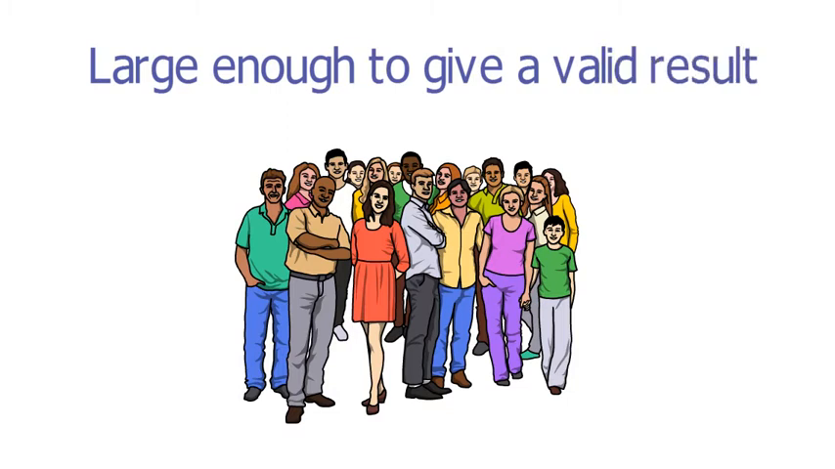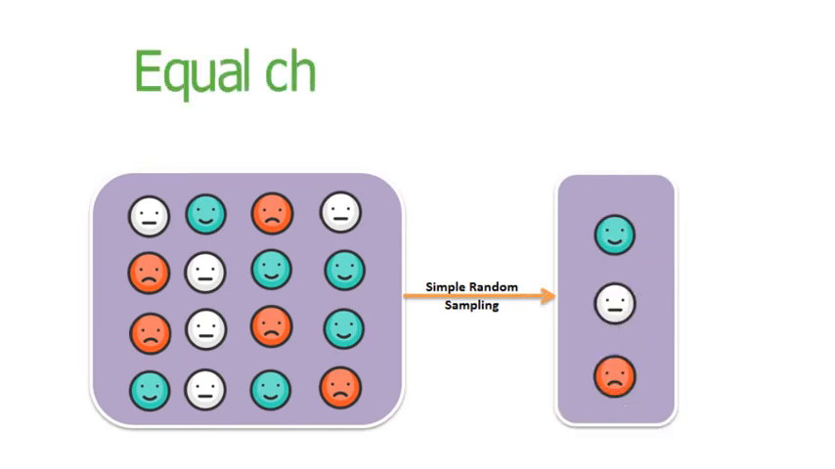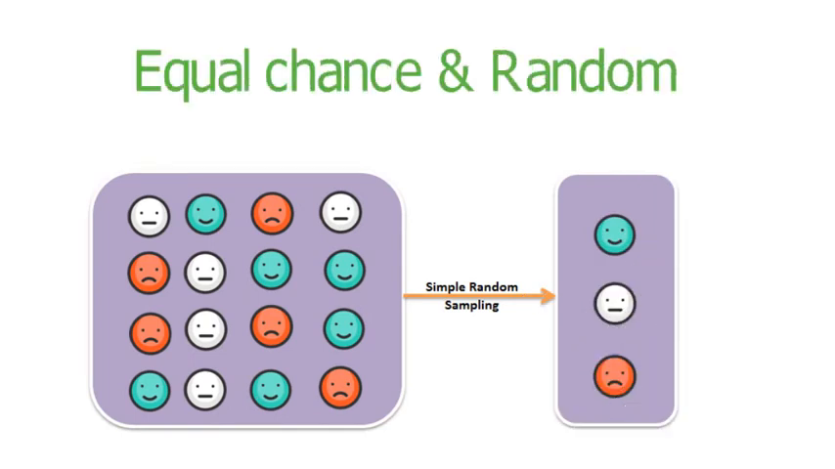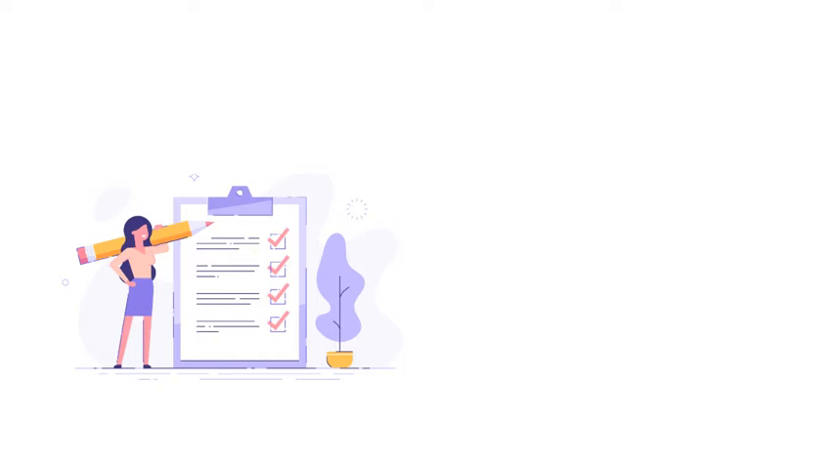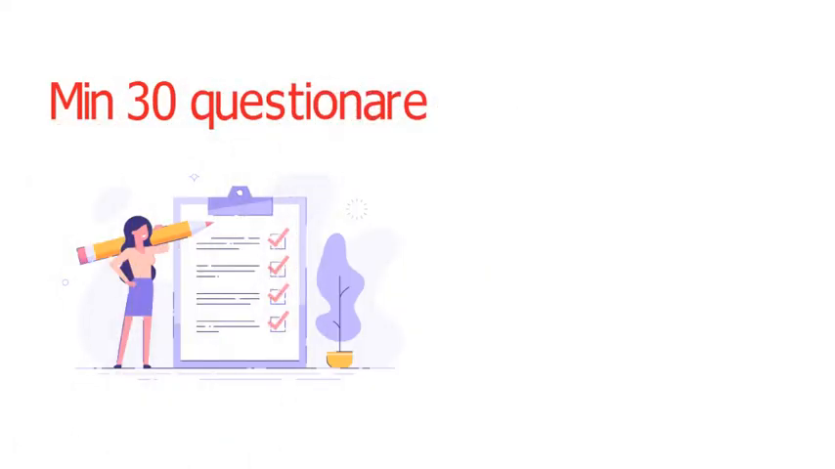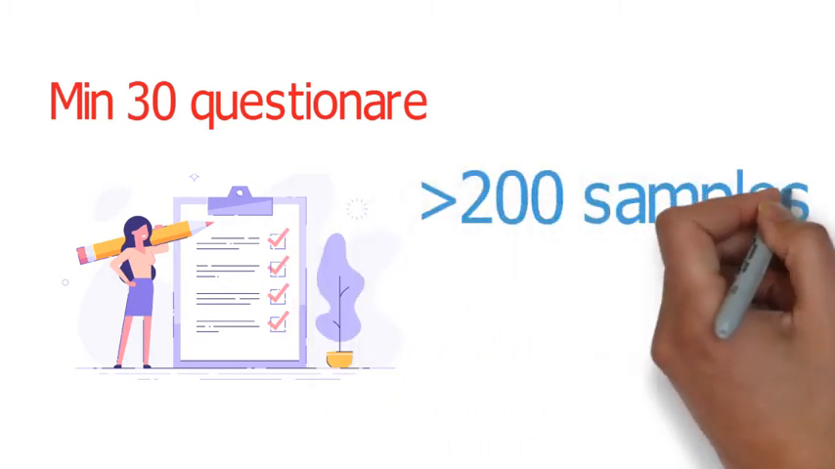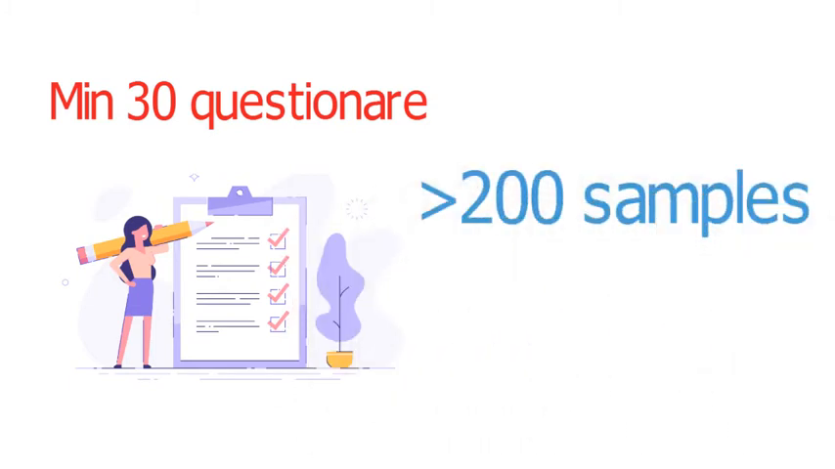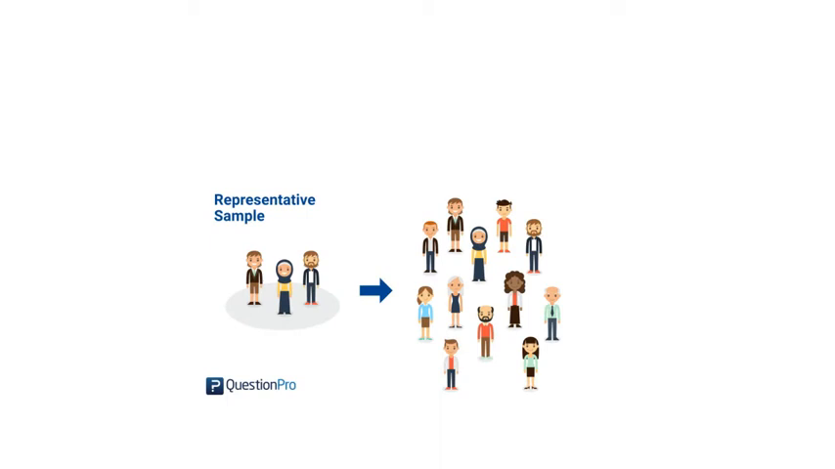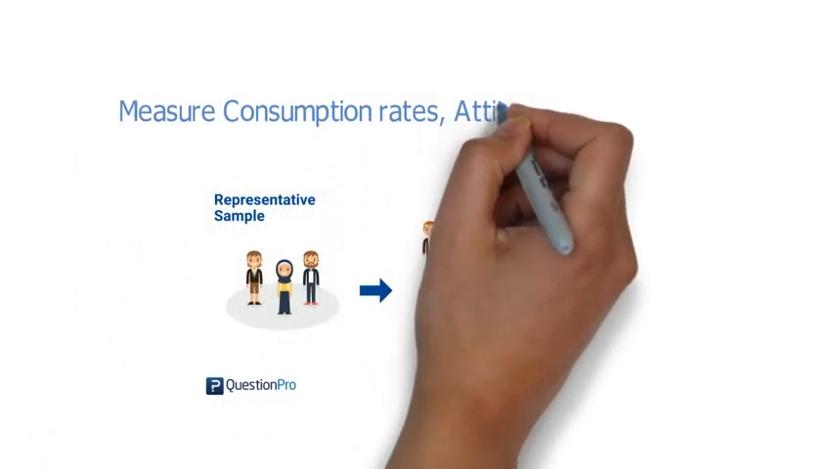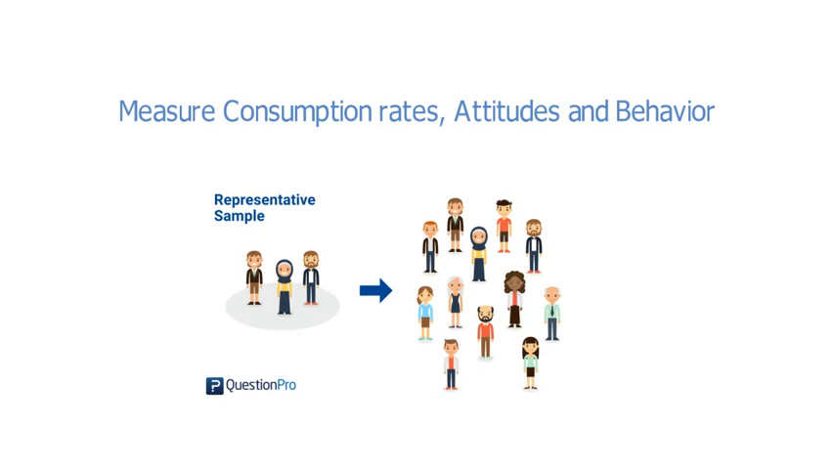It is the absolute size of the sample that matters, not the proportion that the sample is of the total population. Everyone within the sample must have an equal chance of being selected. That is, the sample must be random. It should be clear by now that quantitative surveys begin with a minimum of 30 questionnaires completed, but more normally 200 plus. With this sample size, we are confident in the result being representative of the total population and so can measure consumption rate, attitude, and behavior.